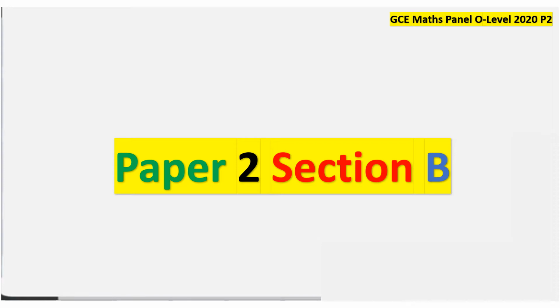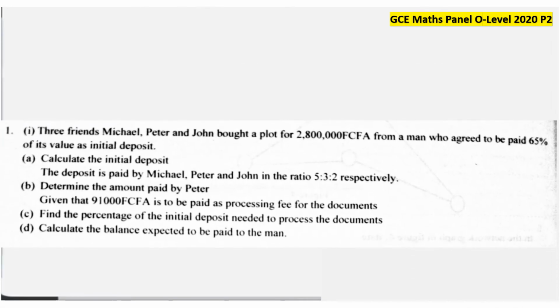All right, so we begin with this section B, which reads: 3 friends, Mike, Pete, and John, bought a plot for 2.8 million from a man who agreed to be paid 65% of its value as initial deposit. Before we go ahead, let me remind you, it is very important that you have this question paper in your hand and you solve along or talk along.